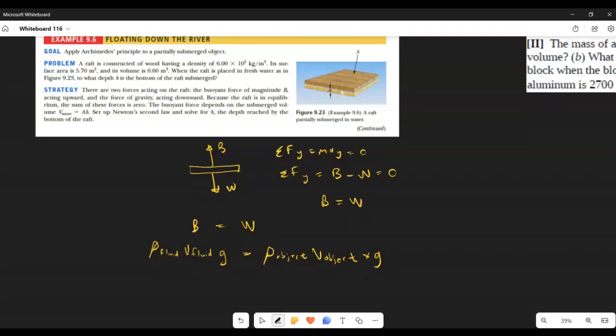So we need to find h. And what is volume equal to typically? That's going to be your area times your height. Is it not so?